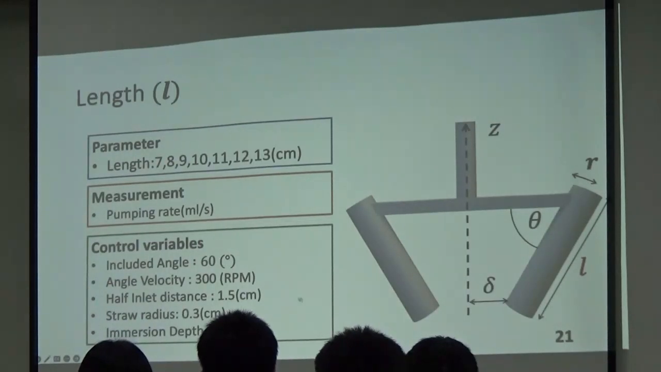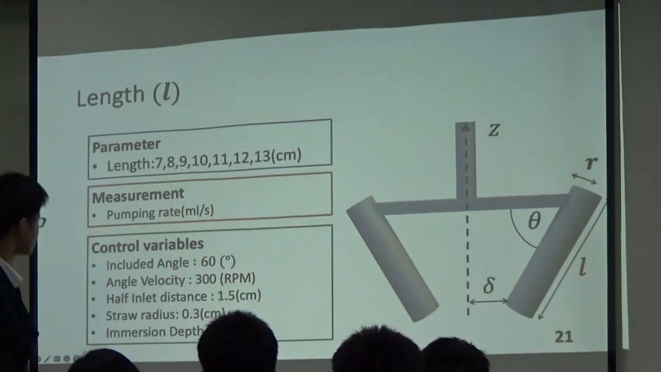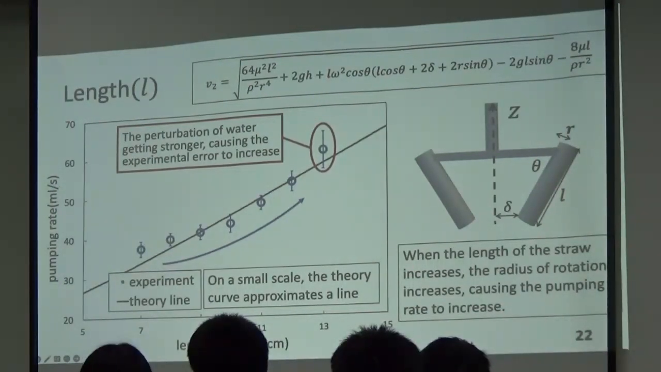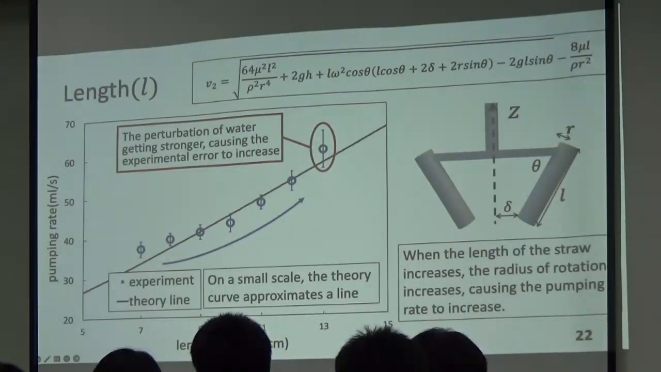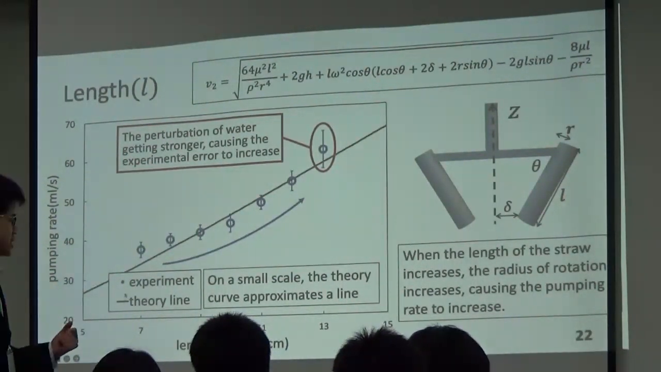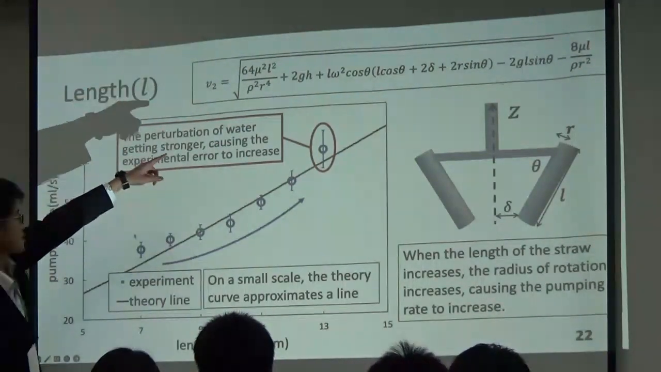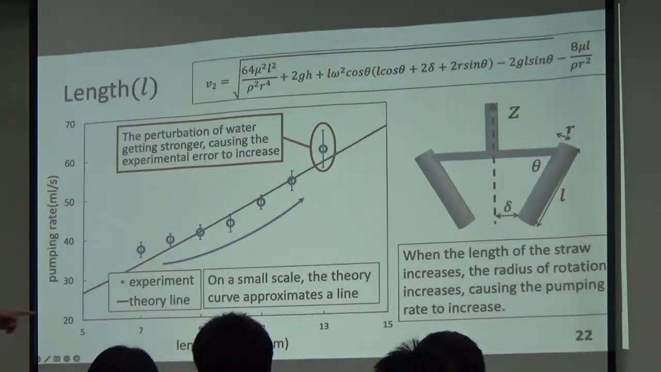And the next parameter is the length of the straw, which is 7, 8, 9, 10, 11, 12, and 13 centimeters. And here is the length of the straw. And for the measurements, we measure the pumping rates. And in this chart, the x-axis is the length of the straw, and the y-axis is the pumping rate. And when the length of the straw increases, the radius of rotation will increase, so it will cause the pumping rate to increase. And you can see in the theory that when the length of the straw increases, the velocity of the water flowing out increases. And here's the theory line.